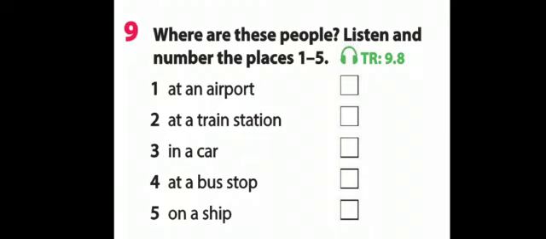Okay, now let's check your answers together. Airport. You have a number 1 and 2 at a train station, 3 in a car, 4 at a bus stop, number 5 on a ship.